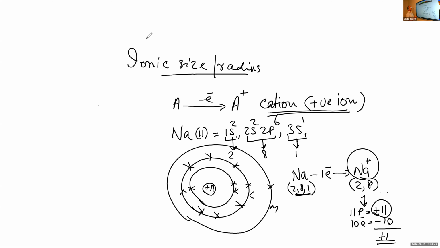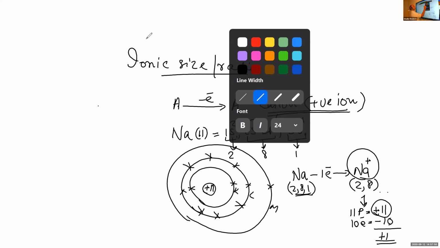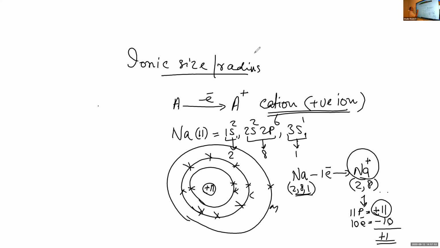So in general, we can say the cation, the positive ion, is smaller than the corresponding parent atom. Smaller than the parent atom. I repeat.